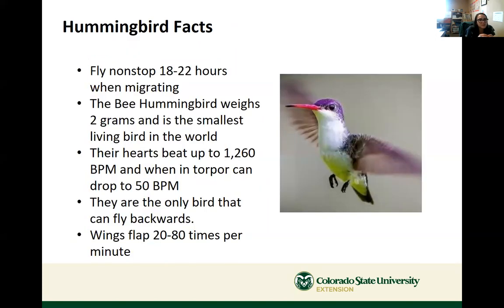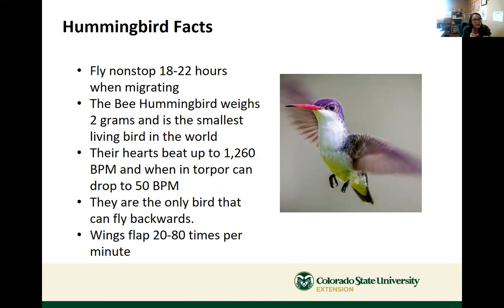Okay, now our fun facts. So they actually can fly nonstop 18 to 22 hours when migrating. That's crazy, that's a long time. There is a hummingbird called the Bee Hummingbird that weighs only 2 grams. It's the smallest living bird in the whole world. Their hearts beat up to 1,260 beats per minute.